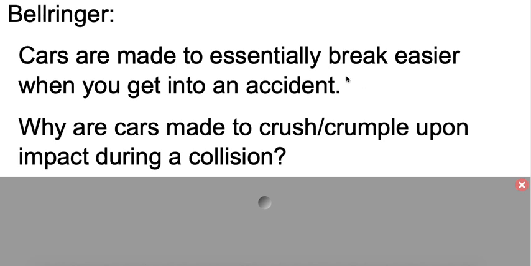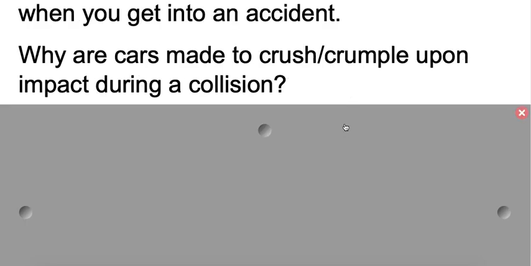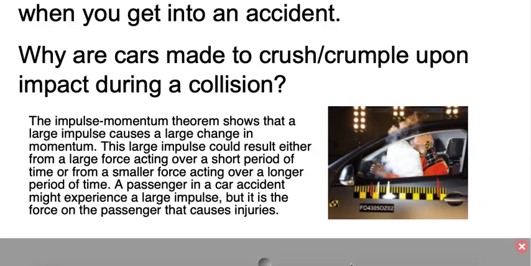So our impulse momentum theorem here talks about force and time creating what is called an impulse. That would be the impulse of the collision. If we have a greater time, then we're going to have a lesser force. So they practice this stuff. They look at test dummies.